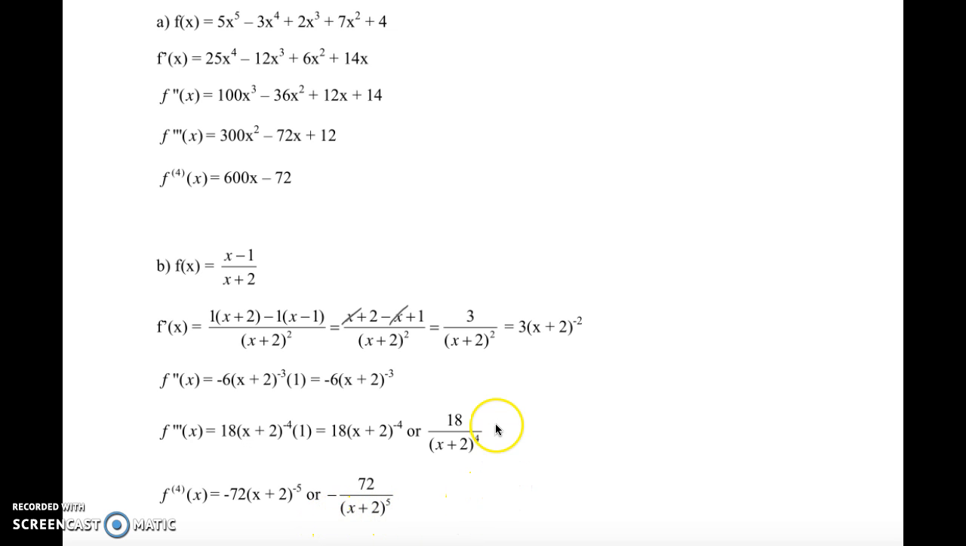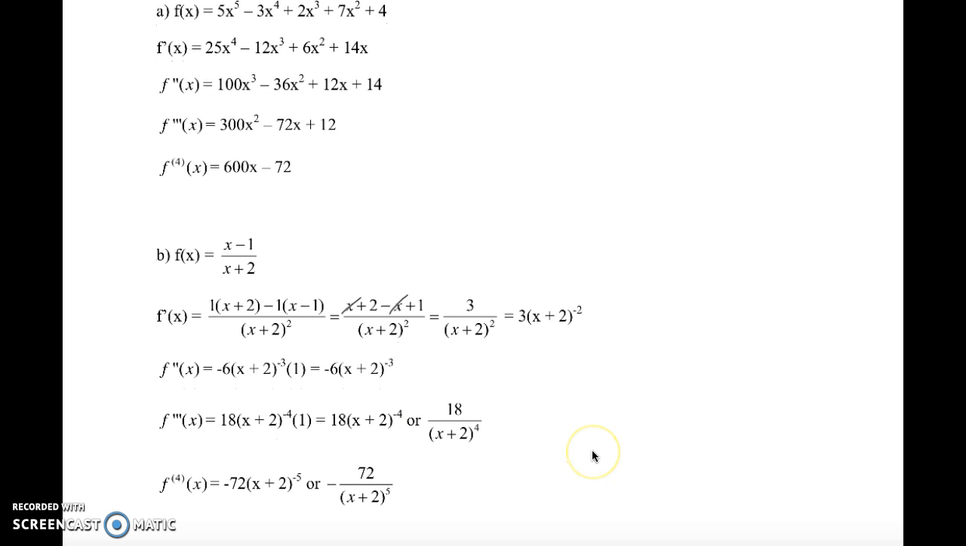Now, if you were asked to write both of these out and those were your only answers, you would go ahead and write this form out. But while you're taking the derivative and continuing to take the derivatives, leave it in this form right here with the negative exponent until you've got all the derivatives that you've been asked to create.